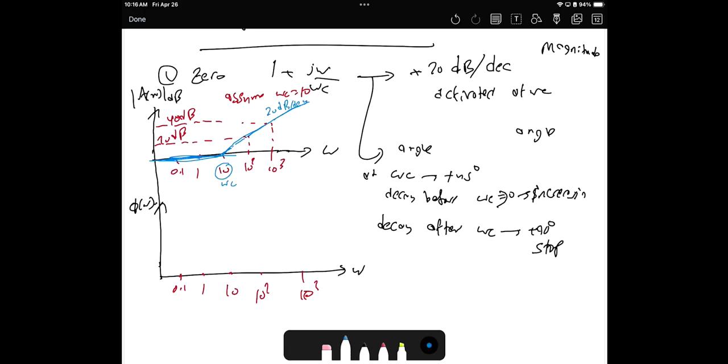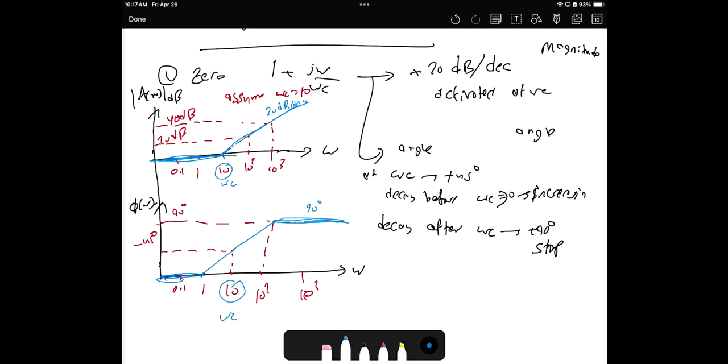Then how about the angle? At omega c, the angle will be positive 45 degrees. It will start the decade before omega c. The decade before 10 is 1. So it will start from 1 to be 45. Then the next decade at 10 power 2, it will be 90 degrees. Before 1, it will be 0. After that, it will remain constant at 90 degrees. That's the difference. So in the angle, at 10, it will be 45. The decade before 10, it will start increasing. The decade after 10, it will stop, and it will stop at 90 degrees.